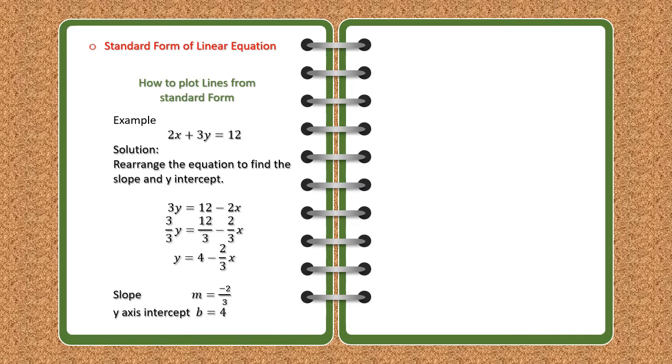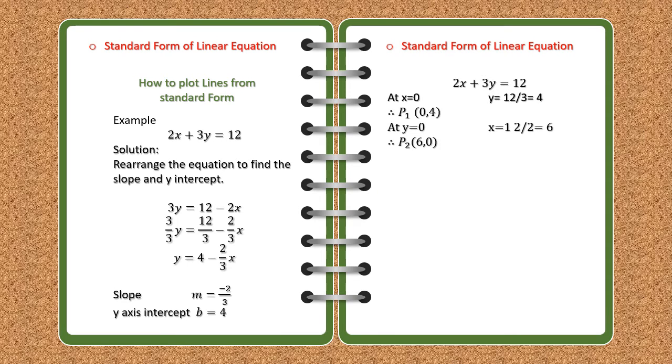We can draw this one. We know the slope and the intercept. Another way to draw it, let's assume x is 0, how much is y? We substitute it in the equation. It will be 3y equals 12, and y will be 4. Therefore, the first point will be (0, 4).